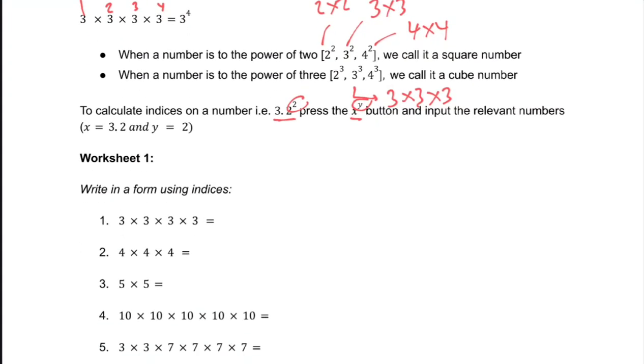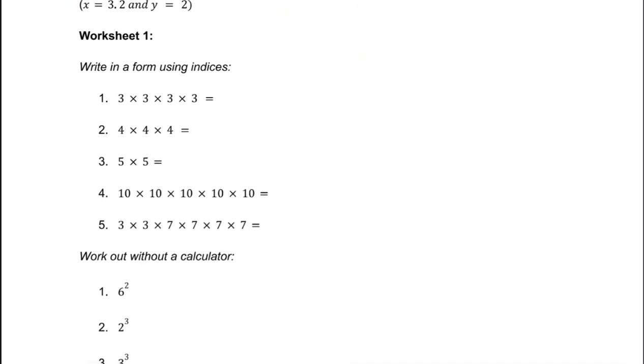Okay, so we'll get on with some practice questions. Write in a form using indices. So remember, indices is in the format x to the power of y. So what is that base? What's that x going to be? Well, it's going to be the number that is being multiplied, and that is going to be 3. And then that y, how many times is it being multiplied? 1, 2, 3, 4. 4 times, so 3 to the power of 4.